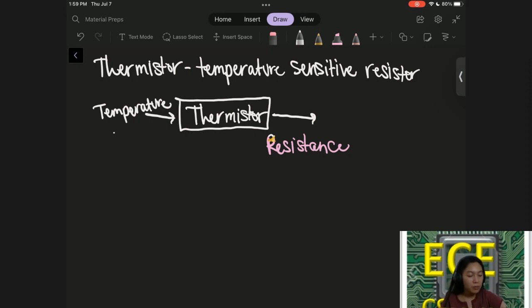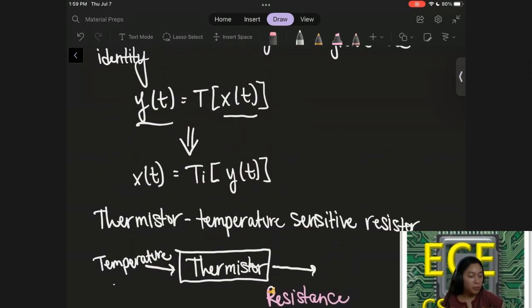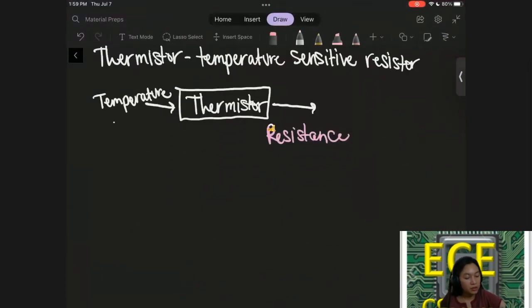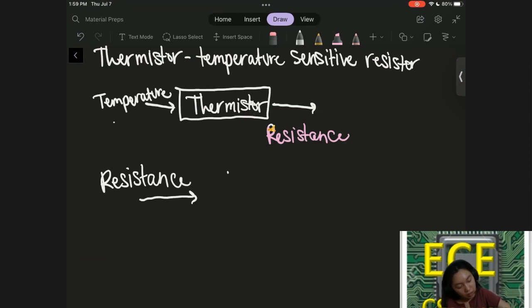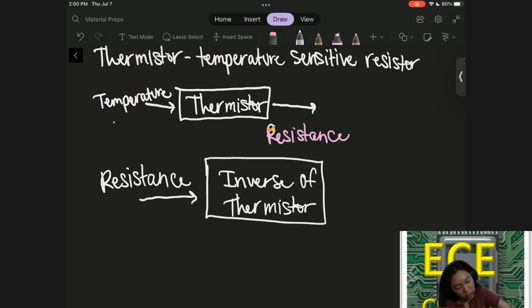Well, if we look at what we wrote before, if we apply the inverse of it, we take the resistance and plug it into the inverse of the thermistor. We can then calculate on our own the temperature.